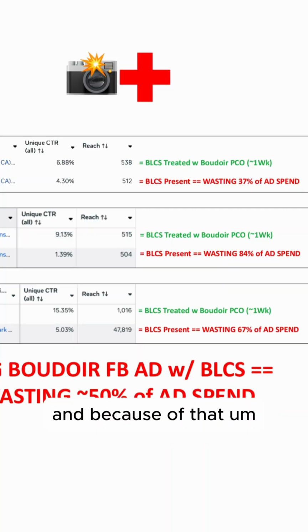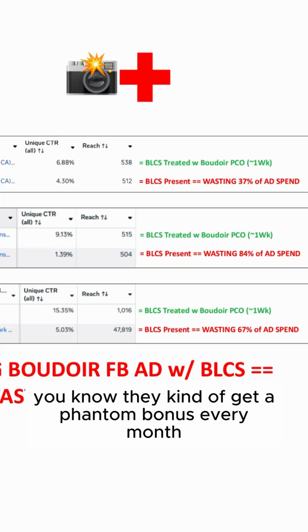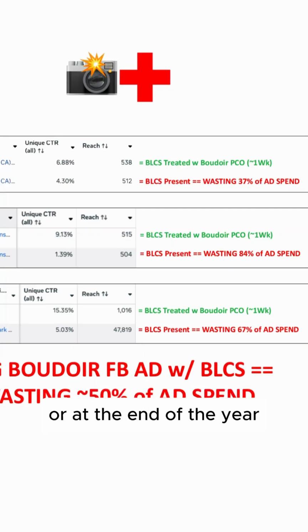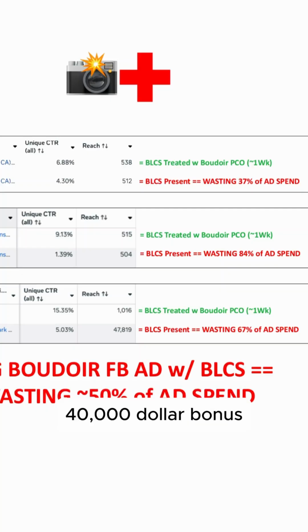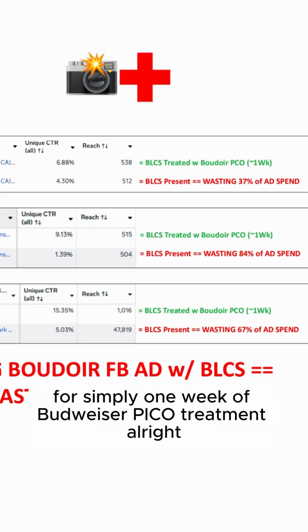And because of that, they get a phantom bonus every month. At the end of 12 months, they're getting a phantom $40,000 bonus. But it was simply 1 week of Boudoir Pico treatment.